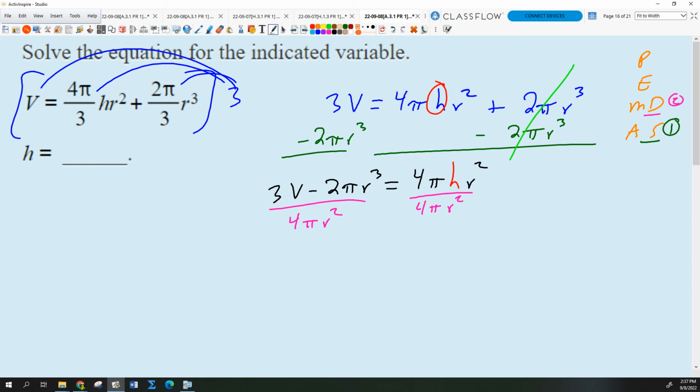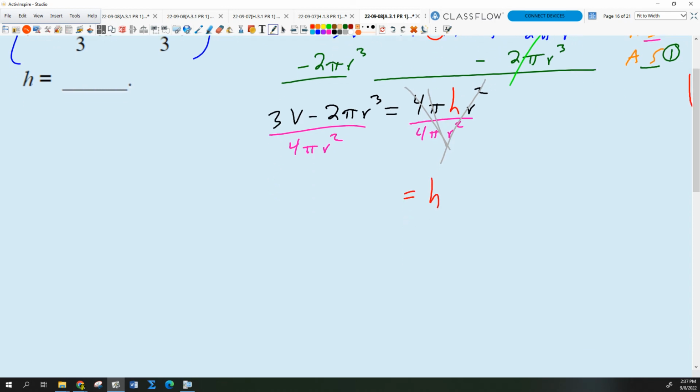And that's good because the 4, the pi, and the R squared all cancel, leaving me with just my H, which is my goal. So I get H is equal to, and then over here, I can just leave it like that. That's fine. It looks really ugly, but that's okay. It looks like this is the expression that H is equal to. 3V minus 2 pi R cubed over 4 pi R squared.